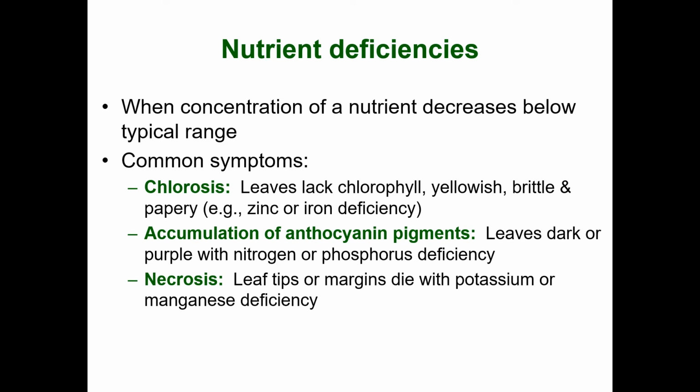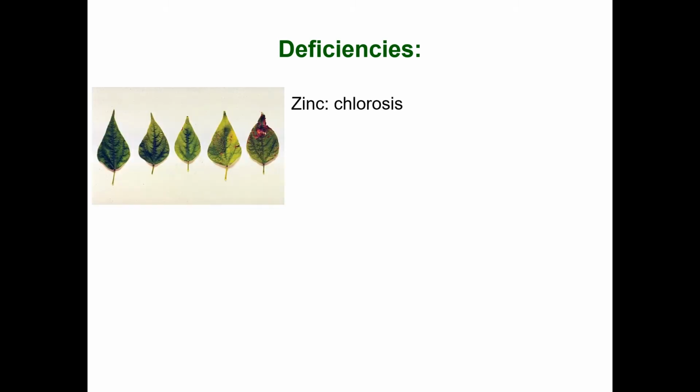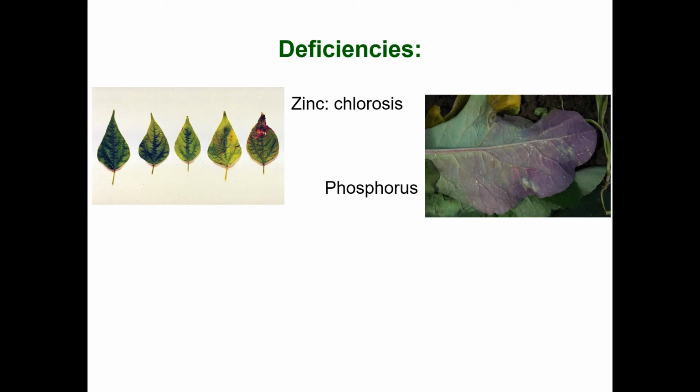Necrosis, leaf tips or margins might die. Tips might die with potassium deficiency or margins with manganese deficiency. And you see these reflected in how the plants look. So this, when we were starting to see odd coloration in the brassica plants, for example, some of this looked like potentially nutrient deficiencies. So here is a zinc deficiency, a chlorosis, a yellowing of the leaves, a phosphorus deficiency, a dark purple color.